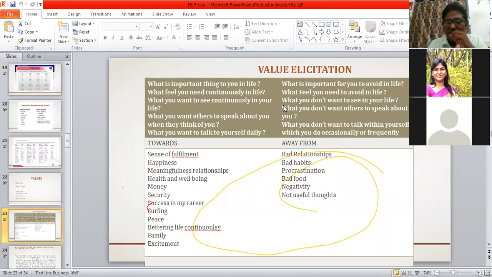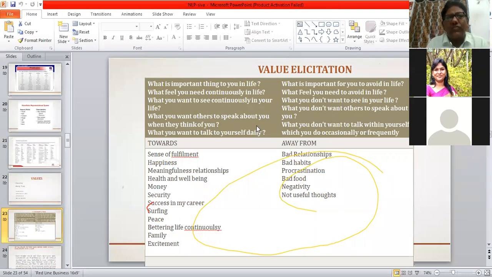My value is, I love everyone. So now, team, you can understand one thing. Geeta's away from value is already stated in the towards value. So it matches. I don't want anyone to hurt me, and others don't want to hurt others also. And my value is, I love everyone. That means I don't hurt anyone. So there is coherence between these two.